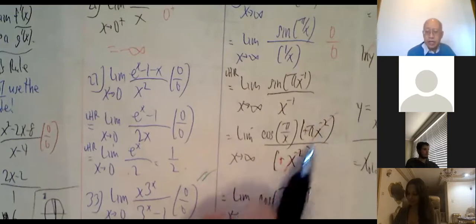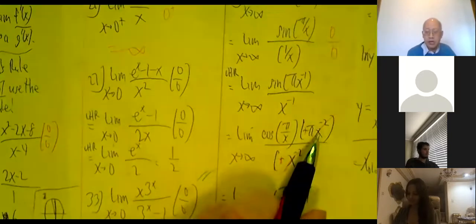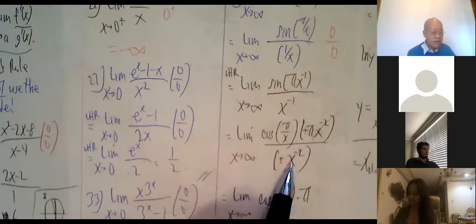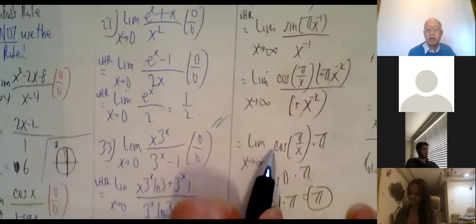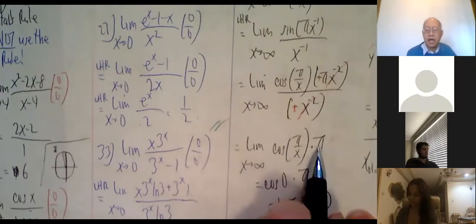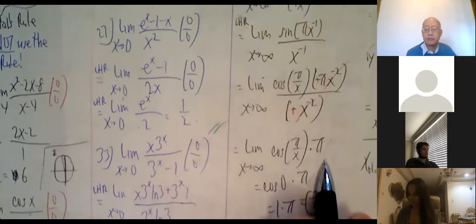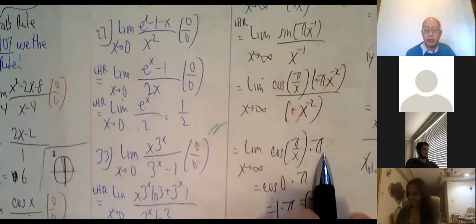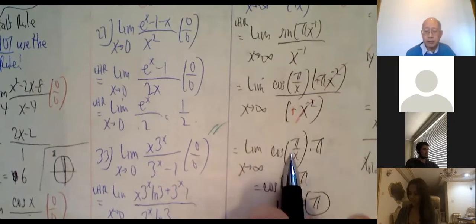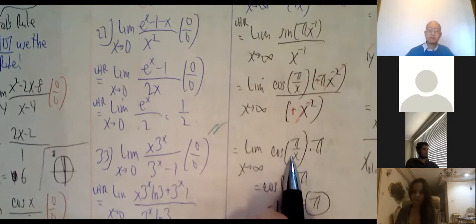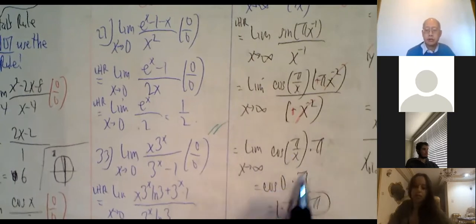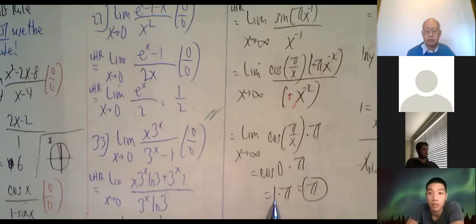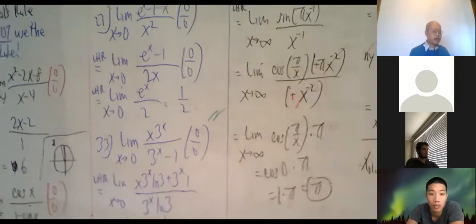X and negative 2's can cancel out. Okay, yeah, you could do the 1 over stuff, but you don't have to. That is exactly the same as that, so they can cancel out. So now I have limit as x approaches infinity of cosine pi over x times pi. Okay. And now that works. Okay, so when x gets super big, pi over big number is practically 0. Cosine of 0 times pi. Cosine of 0 is 1. 1 times pi is pi. So the final answer is just pi.